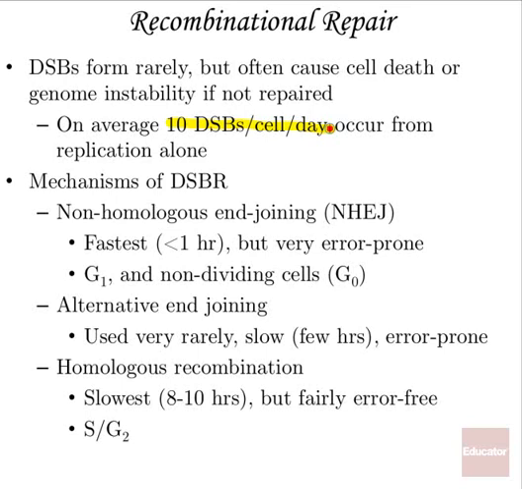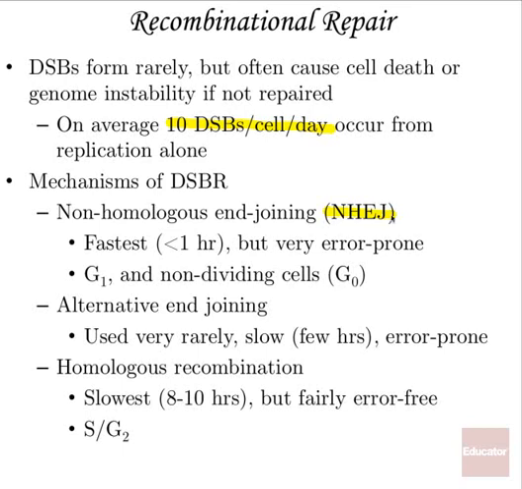So the mechanisms of double-strand break repair are the three that I mentioned before. Non-homologous end joining is our fastest one. It takes a little less than an hour, but it's really error-prone. And when is it usually occurring? In the G1 phase or in the G0 phase, so the senescent cells, the non-dividing cells.